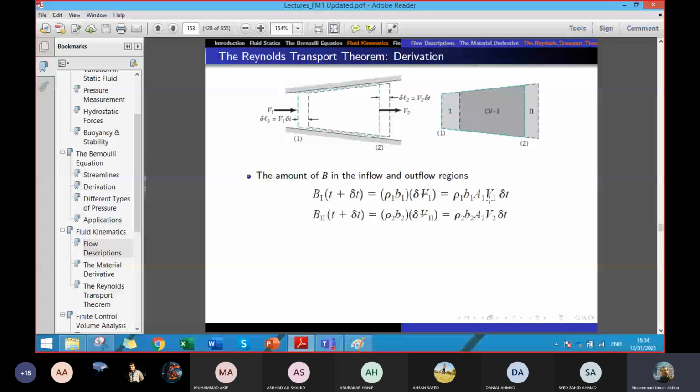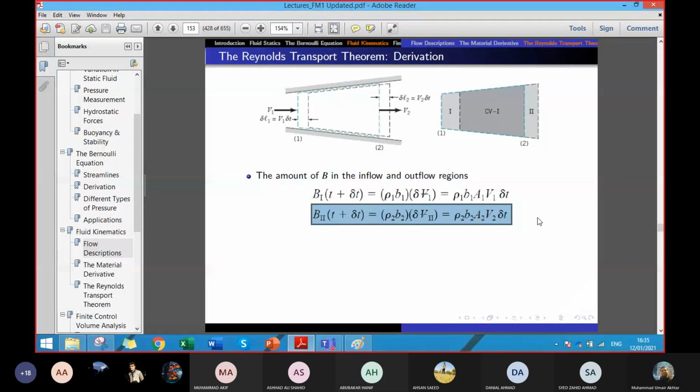That is the velocity entering, the amount of the fluid entering the boundary into delta t. Similarly, B2 would be density of 2 into property at point 2 into area 2, velocity 2 into delta t. So is this relationship clear? These two relationships, are they clear?